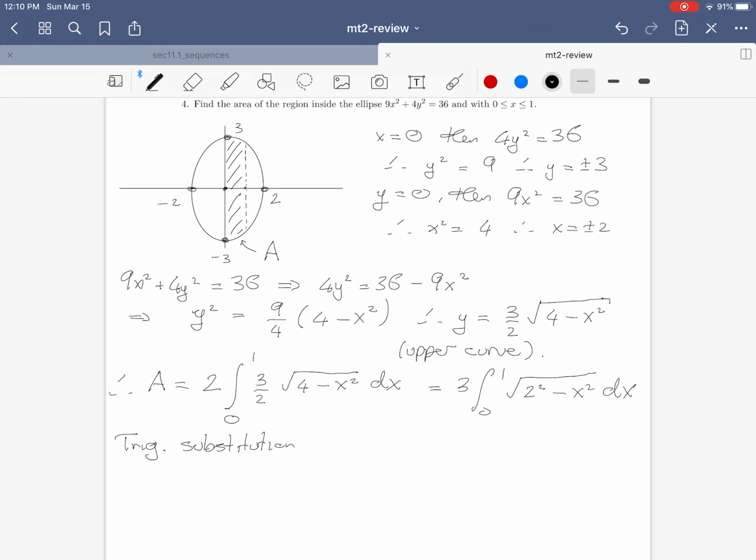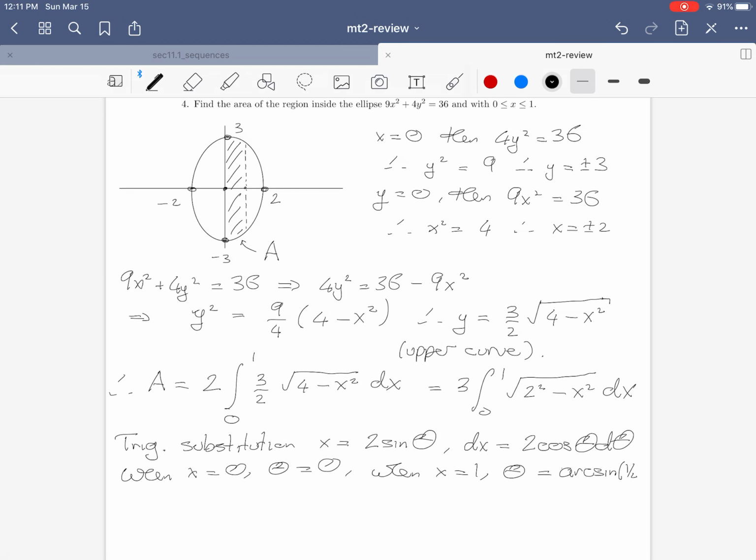And the substitution we're going to use is x is 2 sine theta. So what does this give us? First of all, our dx is equal to 2 cos theta d theta. And when x is equal to 0, theta is equal to 0. And when x is equal to 1, theta is equal to arc sine of 1/2, which is equal to pi by 6.